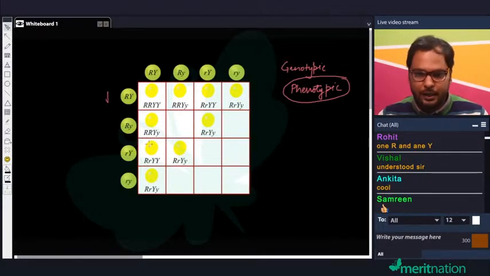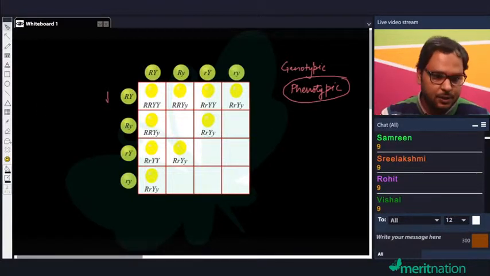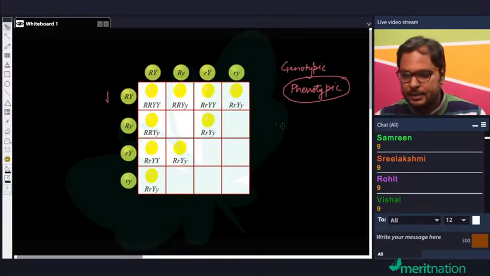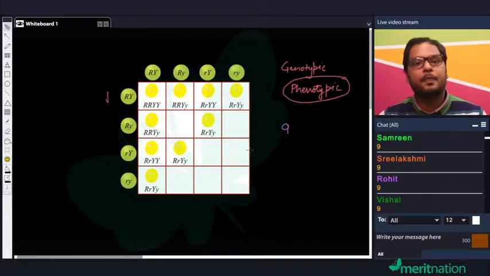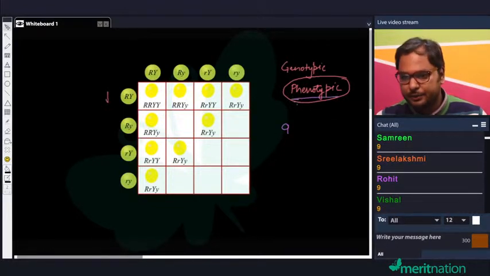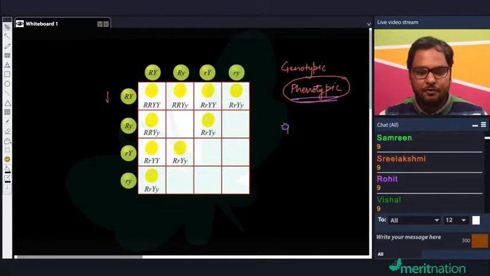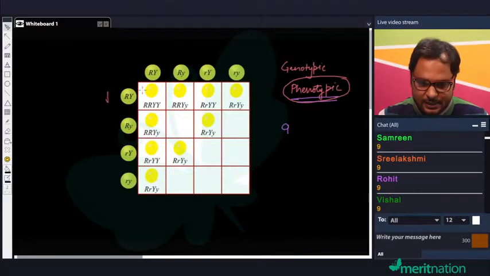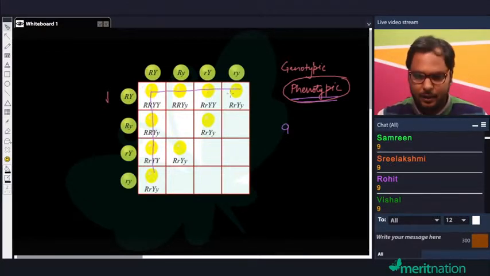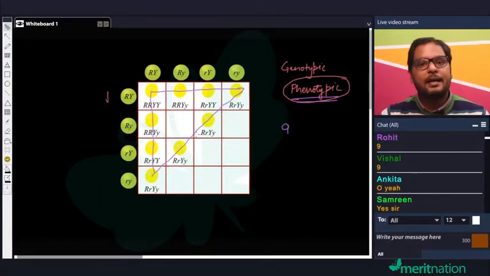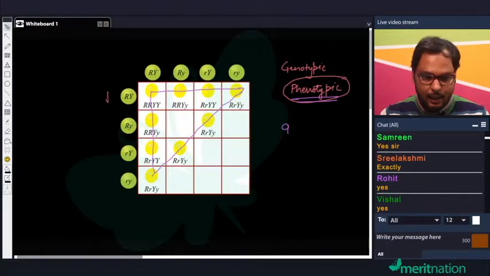How many of them? Can you count? Absolutely right. It is 9. So we are writing the phenotypic ratio, and it is 9 here. No doubt to anyone. Again, if you can see, it's making a very beautiful triangle, right? Exactly. Now we'll see another one.